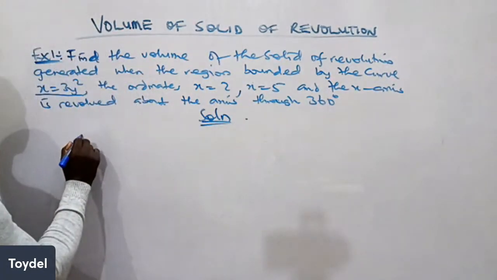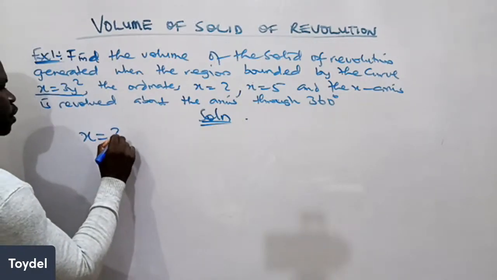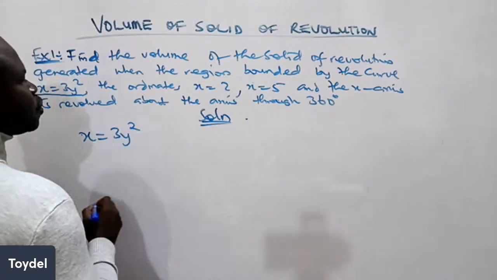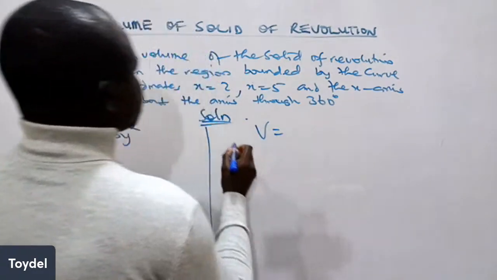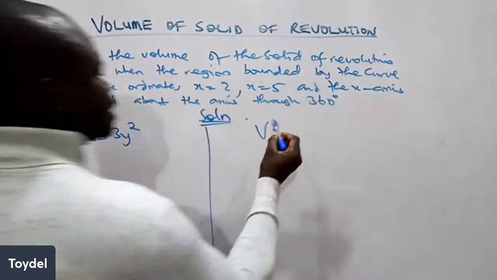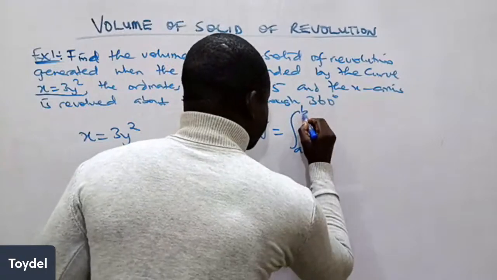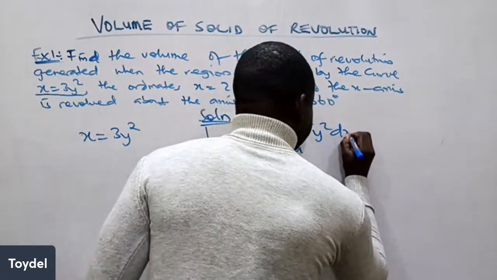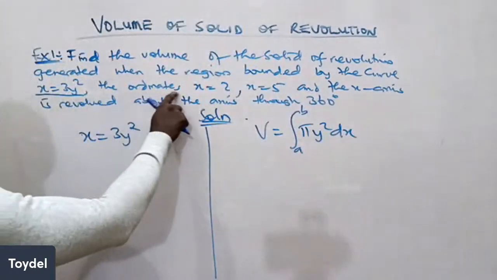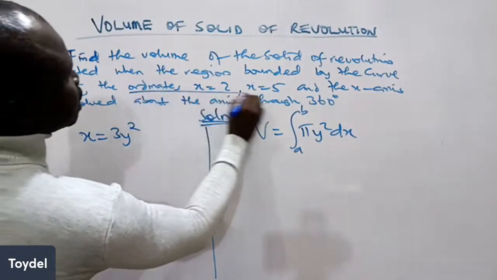So what is the curve? x is equal to 3y squared. We know that the volume, when it revolves along the x-axis, is given as the integral from a to b of pi y squared dx. That's what we are going to have when we are given the ordinate.